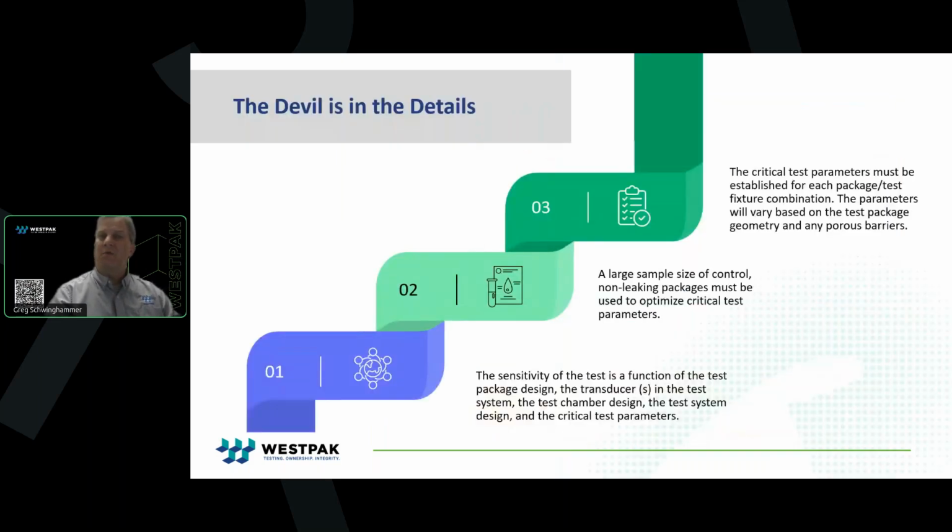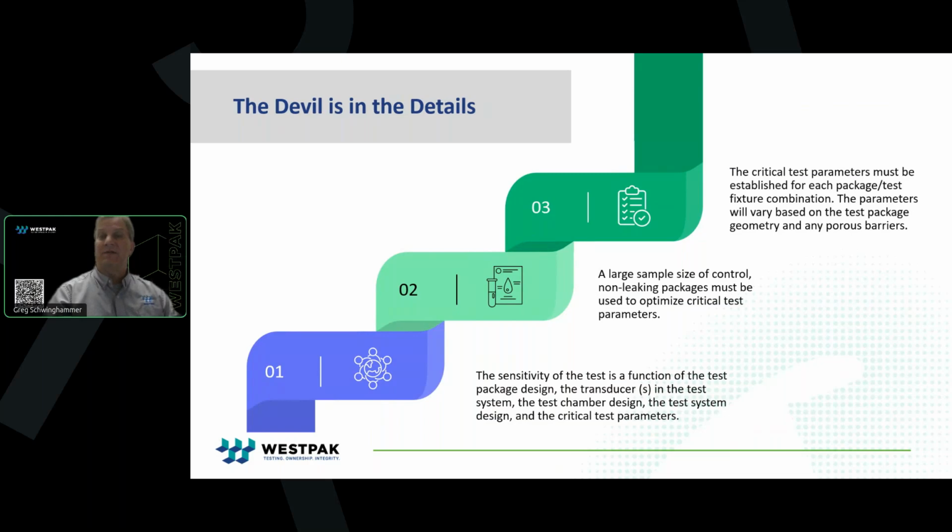So as we get into more detail here, the critical test parameters that must be established for each package and test fixture combination. These are the parameters that will vary based on the package geometry and the product inside. So when we start to develop the test method and the fixture, we'll need to partner with you to get all the details so we can build that out for you. So you're not going to have to deal with that.